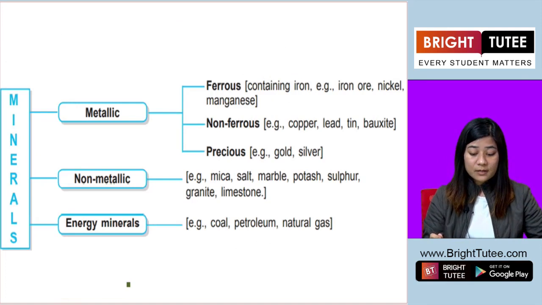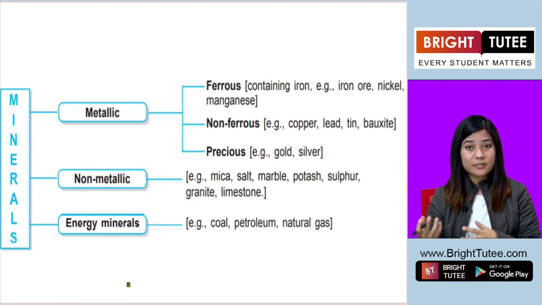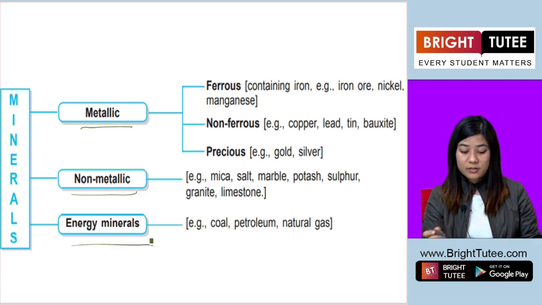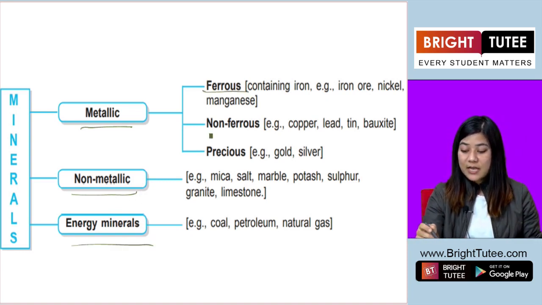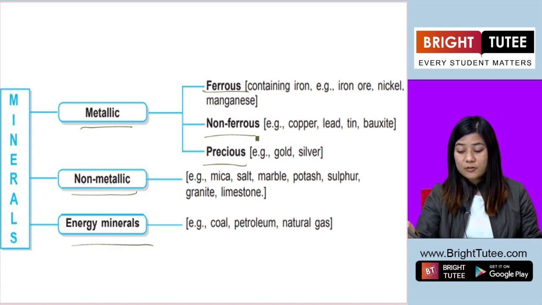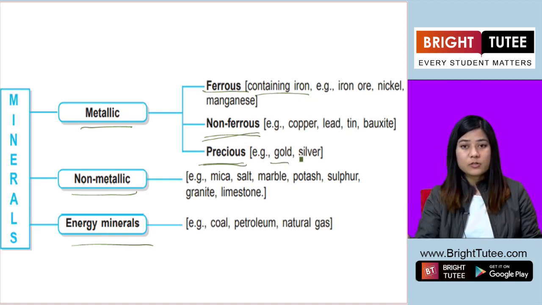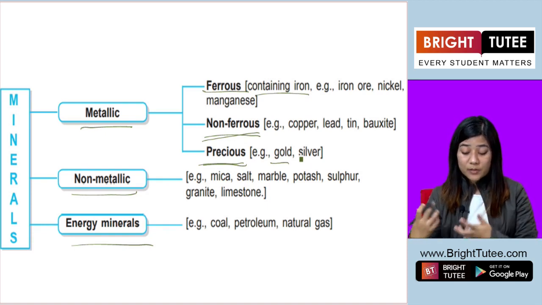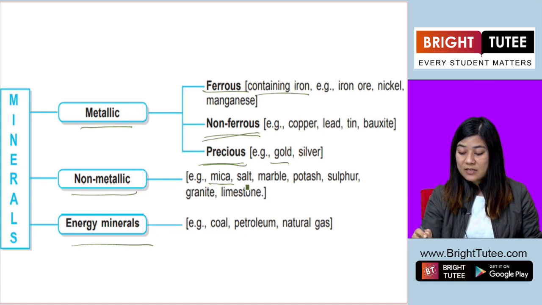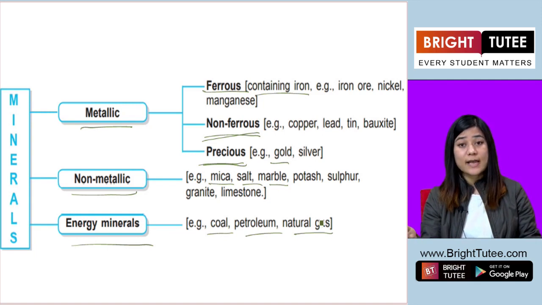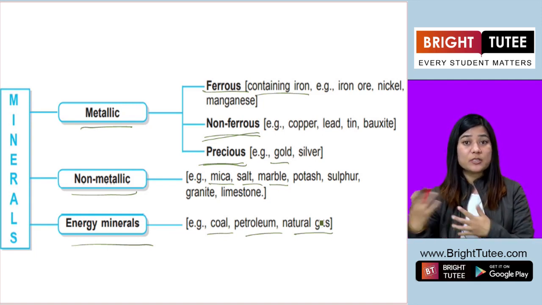Okay. So this diagram here tells us about different categories of minerals. So they are metallic, non-metallic, and energy minerals. The metallic minerals are ferrous, non-ferrous and precious. Ferrous are those minerals which contain iron, non-ferrous those which do not contain iron, and precious are those which are gold, silver, platinum that we know about. Non-metallic are mica, salt, marble. Energy materials are coal, petroleum, natural gas, from where we derive energy to be used.